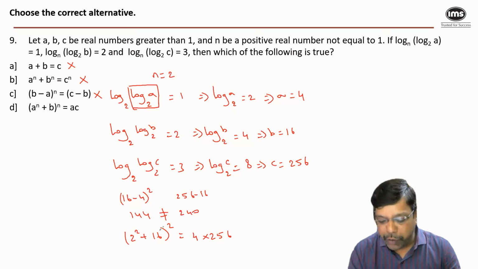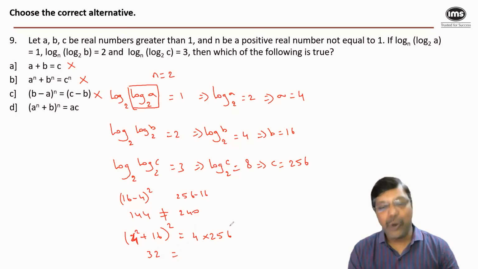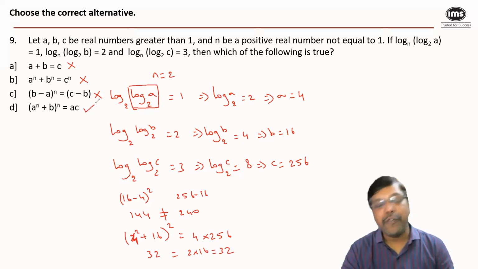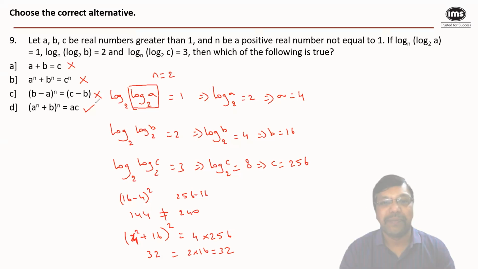Now if I apply a square root on both sides, I get 4 square plus 16, I'm sorry, it's 4 square. So 16 plus 16 is 32, which is equal to square root of 4 into 256. That is 2 into 16, which is equal to 32. Hence, with confidence, we can mark option D as the right answer.